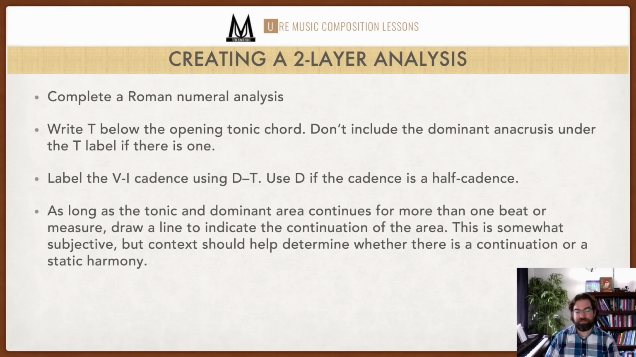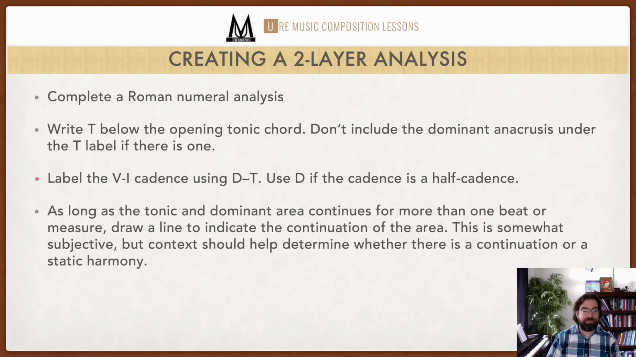So the basic process: first, you want to complete a Roman numeral analysis. That's stage 1. Then you write T below the opening tonic chord like you saw in the previous slide. Don't include the dominant anacrusis under the T label if there is one. So if there's a pickup into the first chord, so maybe it spells out a 5 chord and then it goes to the tonic on the downbeat, we don't label that dominant anacrusis. It's not necessary because that dominant is sort of extra. It prepares for the opening of the phrase model. It's not actually part of the tonic area.